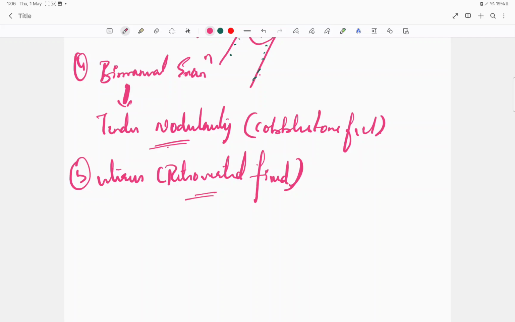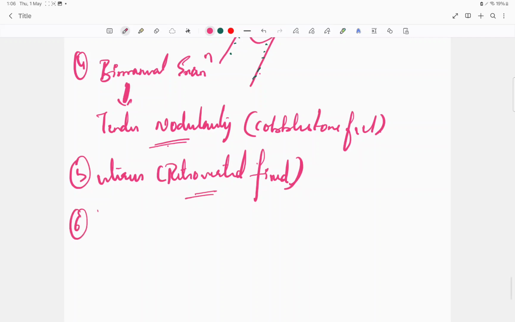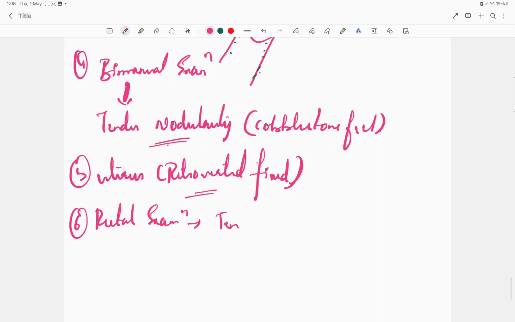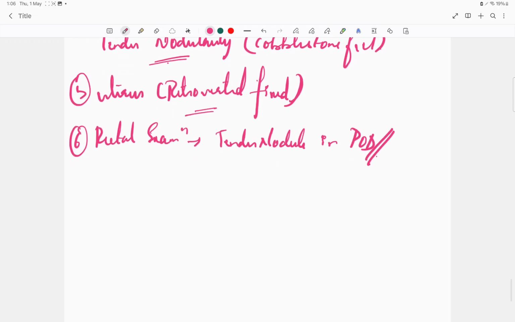I'll tell you what those conditions are. Sometimes even a rectal examination is done in the case of deep lesions. In the rectal examination, you can see tender nodules in the pouch of Douglas. So these are the important things that you have to see. These are the clinical examinations.